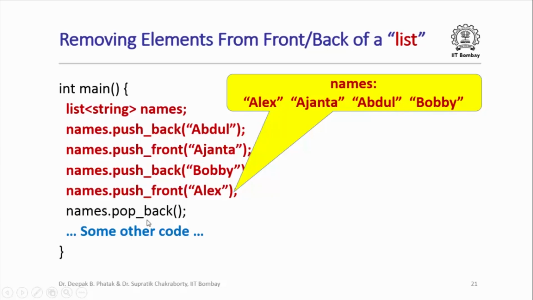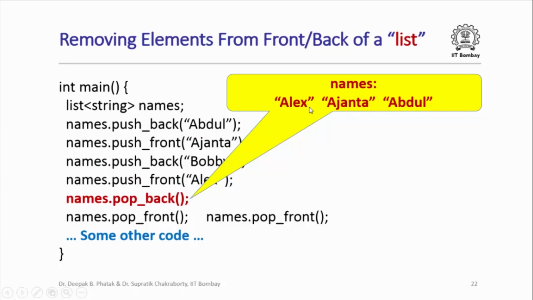What happens if I say pop_back? So recall that this is the front of the list and this is the back of the list. So when I say names.pop_back, it is simply going to remove the element at the back of the list and I'll be left with the list Alex, Ajanta, Abdul. This is the new back of the list and this is the front of the list.